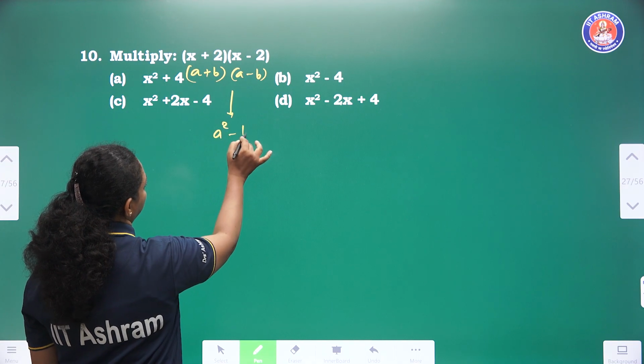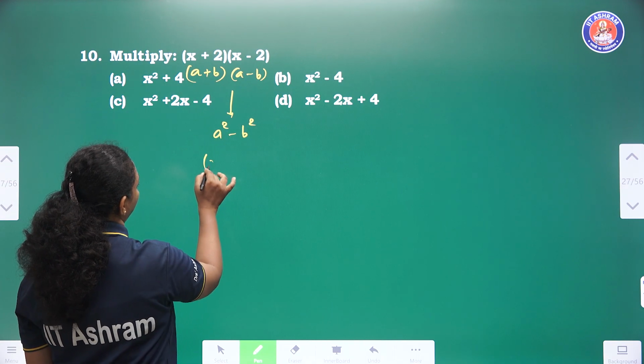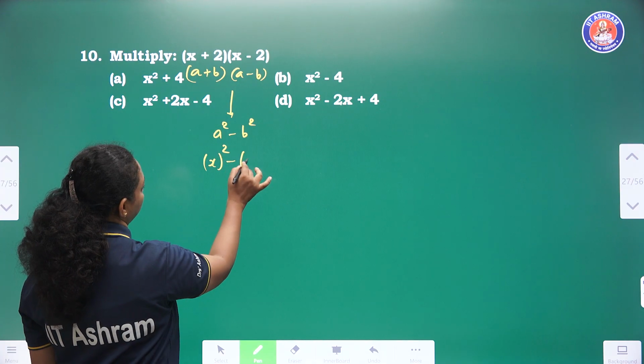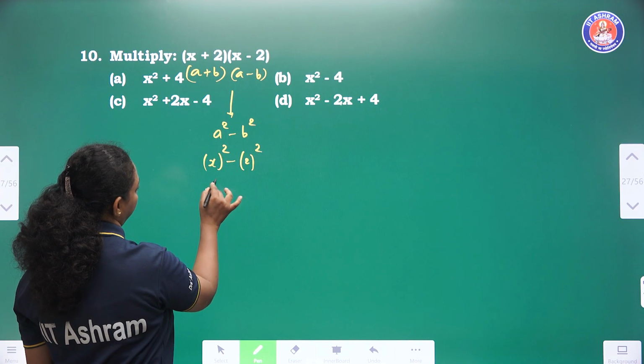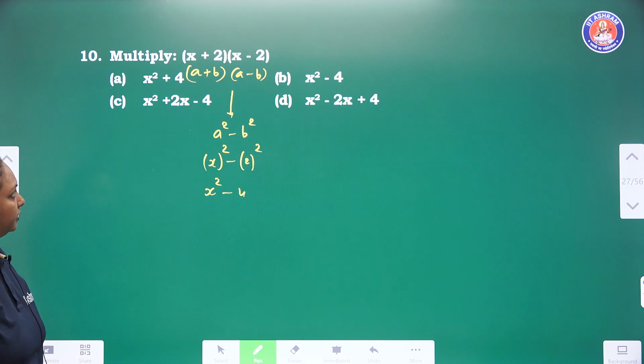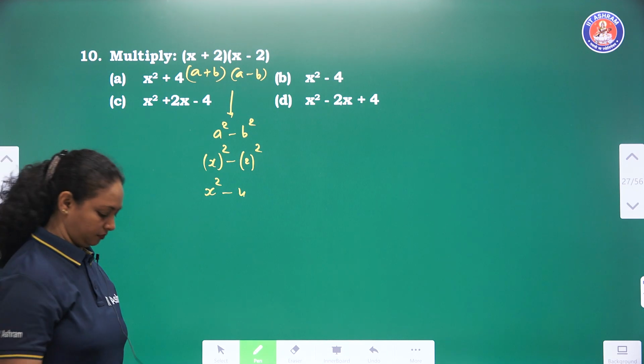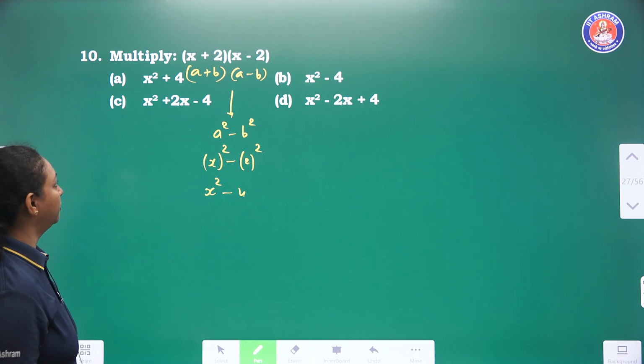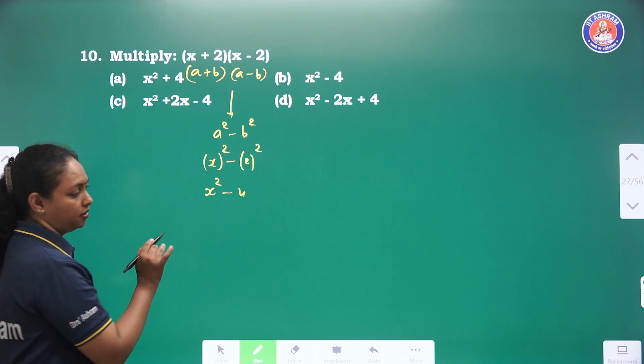a square minus b square. So what is the value of a? x square minus 2 square. So it is x square minus 4. Right, that is the use of the identity. But suppose you have not remembered or not learned the identity, you can go with normal multiplication.